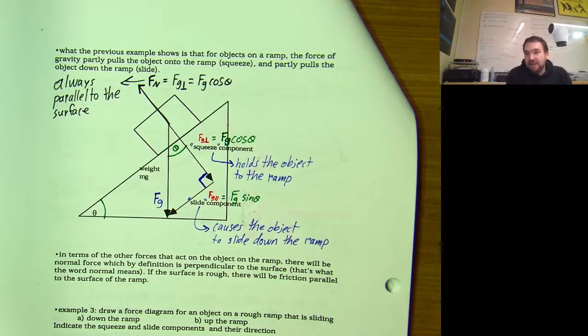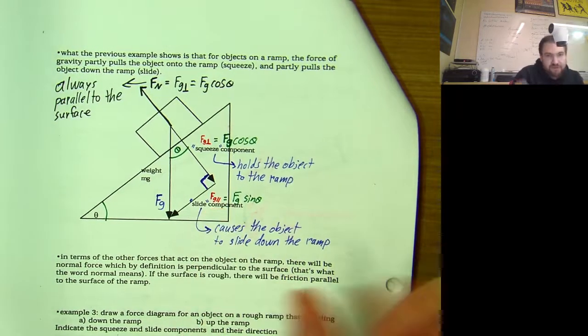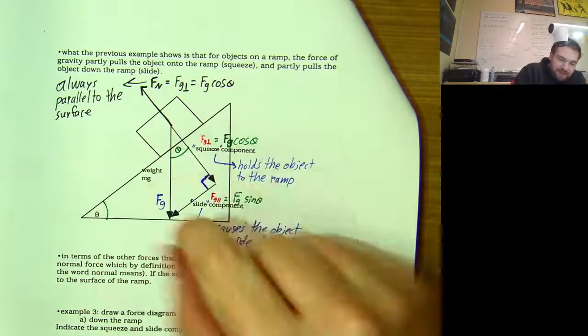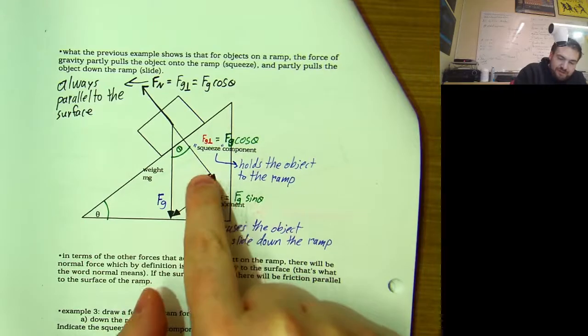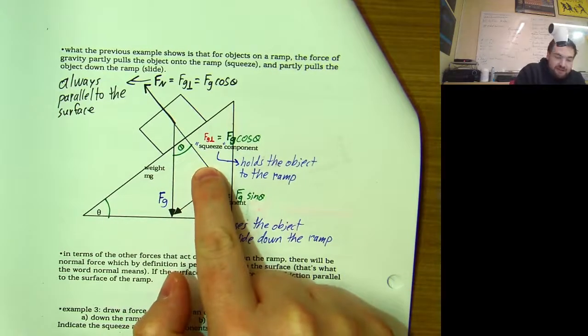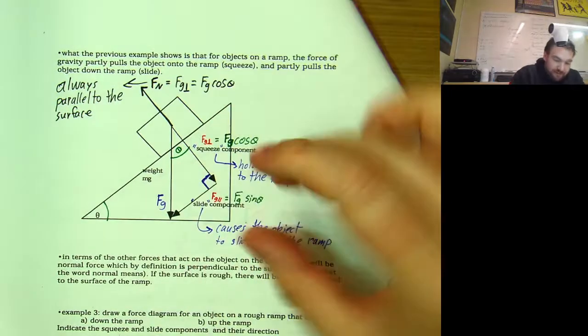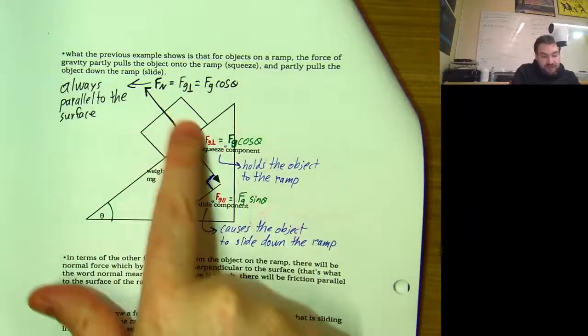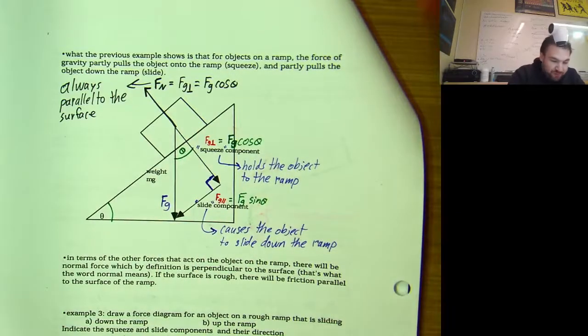And this is the force scenario that we've got going on here. This parallel component, also called the slide component by some, is what causes this object to slide down the ramp, while it's this squeeze component here that's countering the Fn, and these two together are causing the friction to occur, whatever friction exists between these two surfaces.